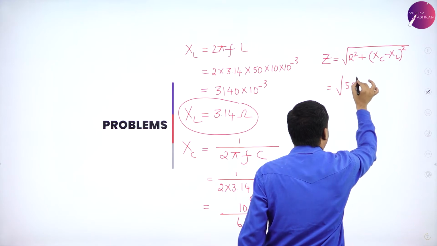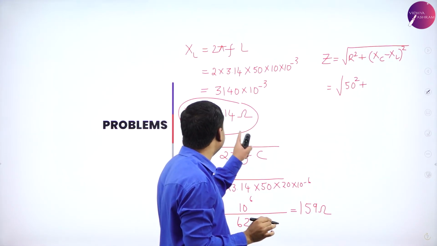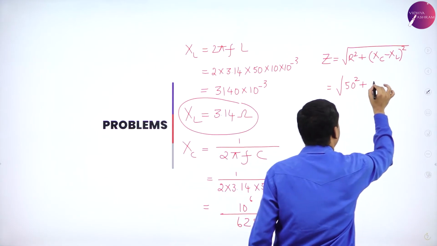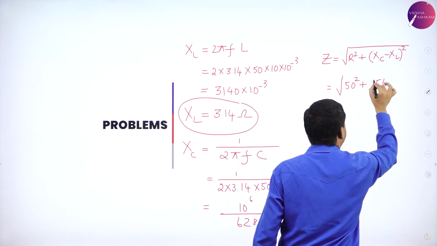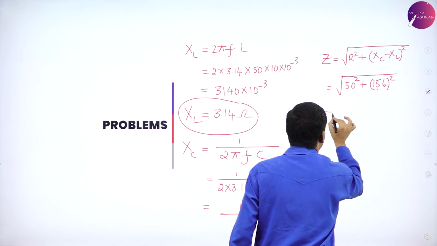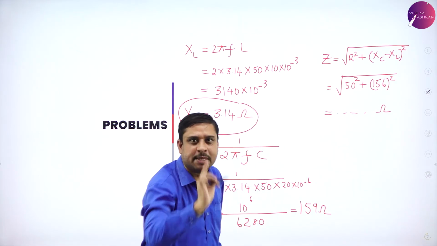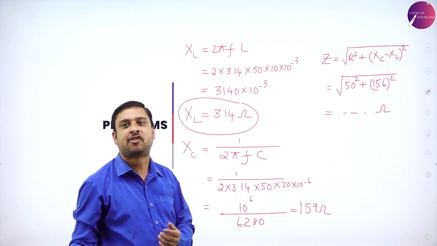50 square plus 159 minus 3, 156 whole square. So many ohms will be the impedance. Simplification task for y'all.